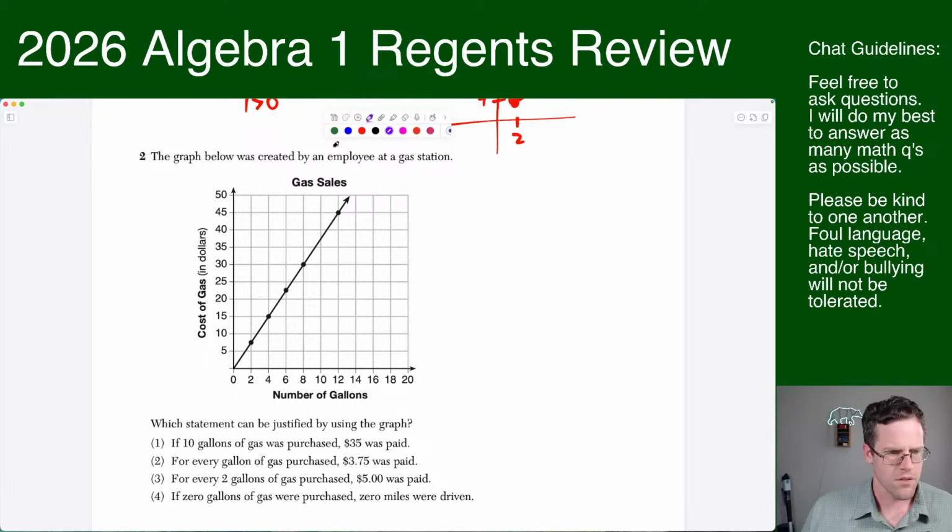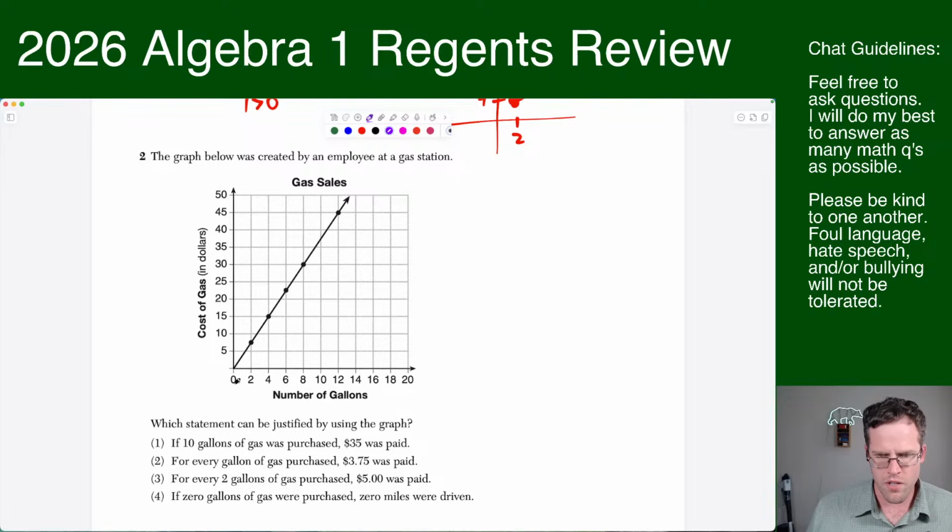So let's go with, all right. The graph below was created by an employee at a gas station, and it's cost of gas and number of gallons sold. Which statement can be justified by using the graph?